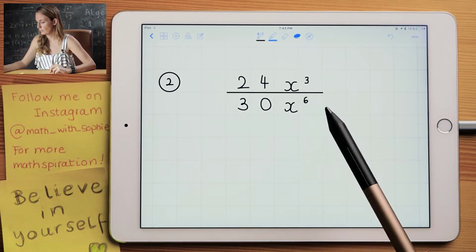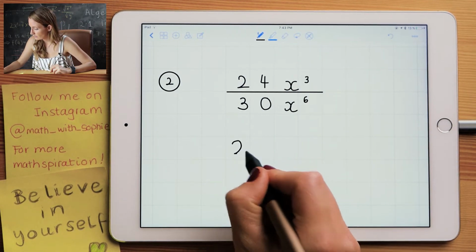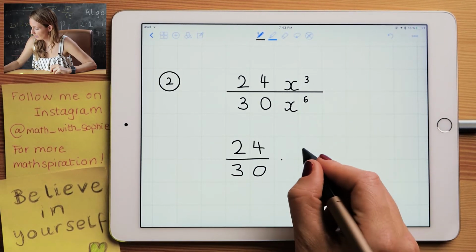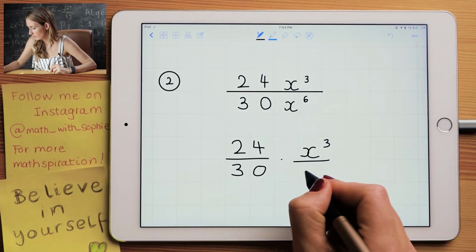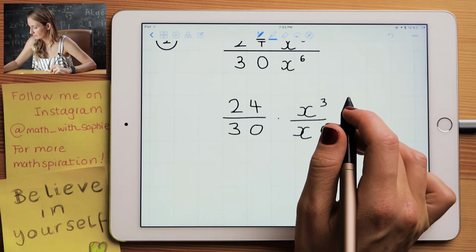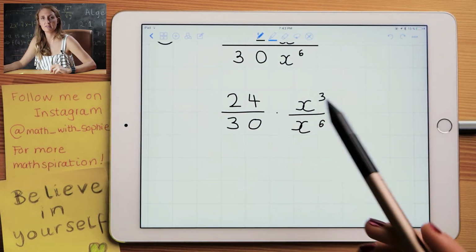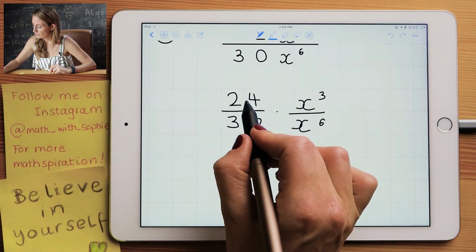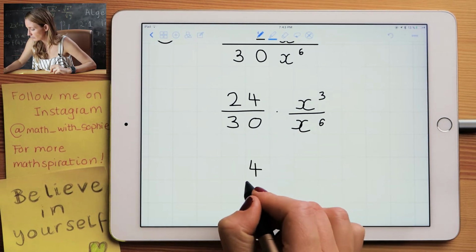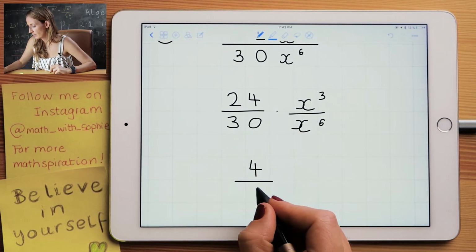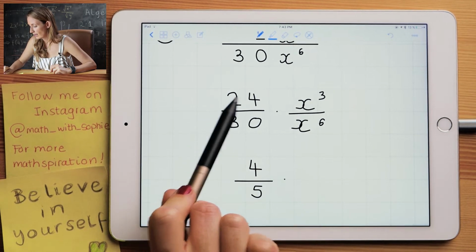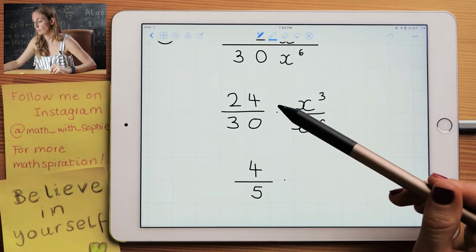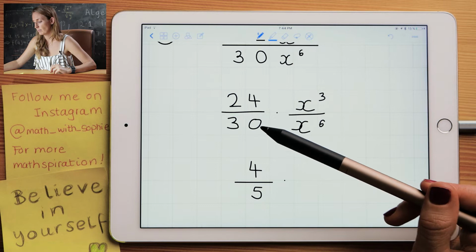In our second example, we're going to do exactly the same. We're going to have the 24 over 30 separated from the x cubed, or the x power 3, divided by x power 6. 24 and 30 are both in the 6 times table, so we can cancel down this fraction by saying that 24 can be divided by 6 4 times, and 30 can be divided by 6 5 times. So we've cancelled down this fraction to give us 4 over 5 by dividing both the numerator, or the top, by 6 and the bottom by 6.